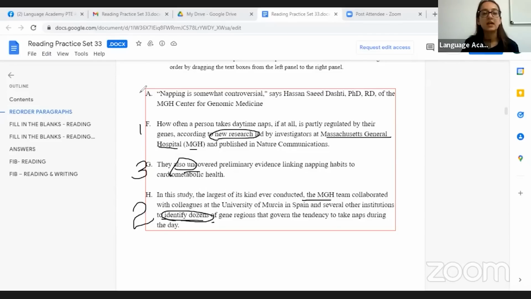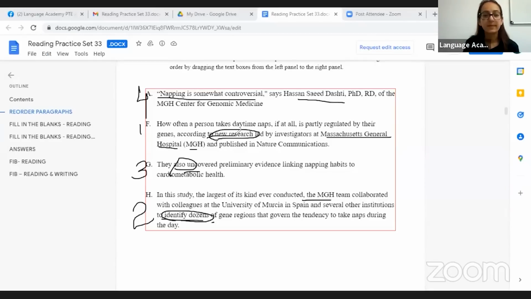And then in the end, there's something different. "Napping is somewhat controversial," something in inverted commas said by a person. And I think we haven't talked about this person earlier. No. So if there would have been other inverted commas, we can link this with that. But the topic was research. So first we'll talk about research and then the individual opinions about the research can come in.